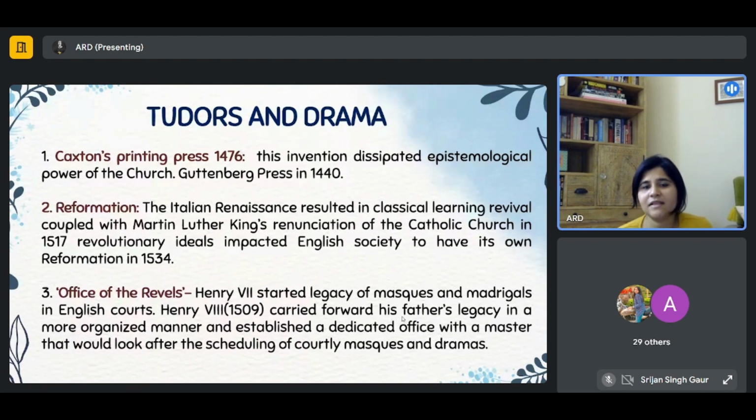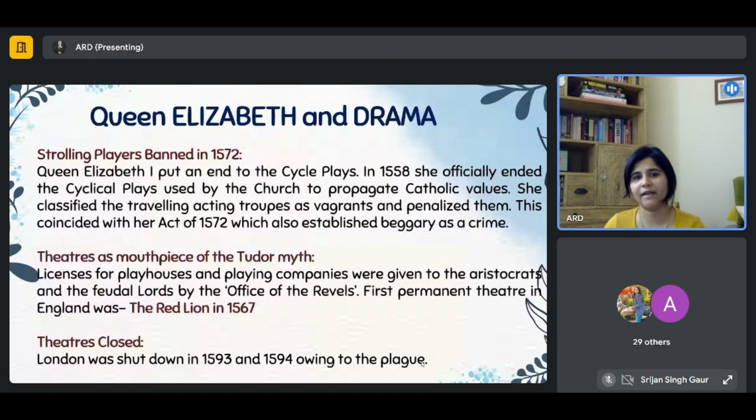So Office of the Revels, what they would do, they would schedule what masque or what madrigal or what drama would be played. So it was sort of organized. But still it was happening within the court. And outside the court, अभी भी morality plays चल रहे हैं. ठीक है, even after 1534, morality plays, cycle plays, they are still going on. We'll see how Elizabeth put an end to it.